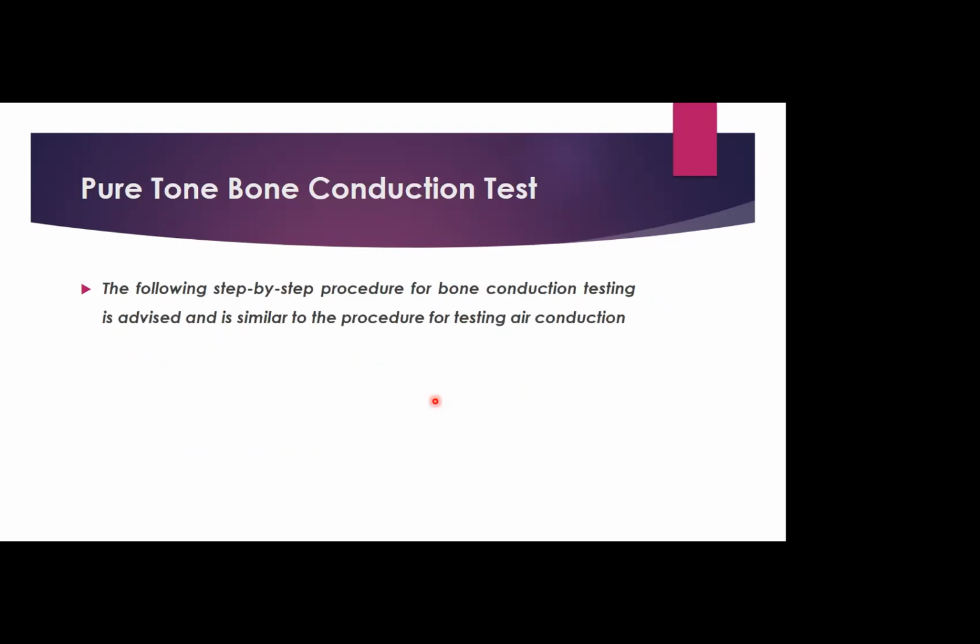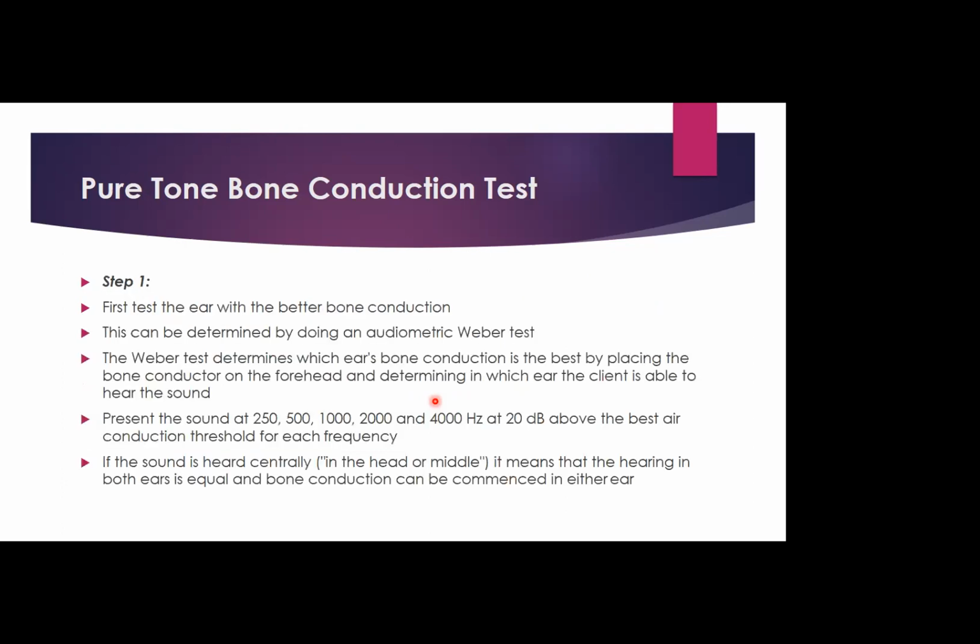The step-by-step procedure for bone conduction audiometry is similar to air conduction. So preferably the better ear is tested first. And to determine this, we perform an audiometric Weber test, where we place the bone vibrator on the forehead, and the tone is presented. The person is asked to lateralize the tone in whichever ear it is being heard. And usually the frequency of presentation is 250, 500, 1000, 2000, and 4000 hertz. And the intensity of presentation is around 20 dB above the best air conduction threshold. So if it is lateralized in the midline, it means that the thresholds of both the ears are more or less similar.